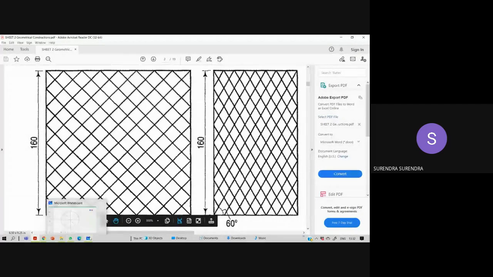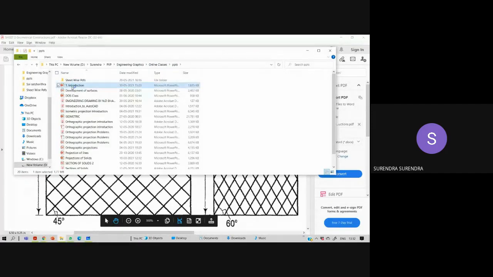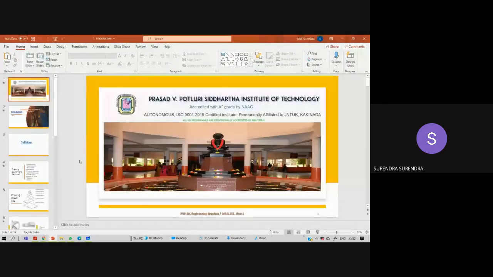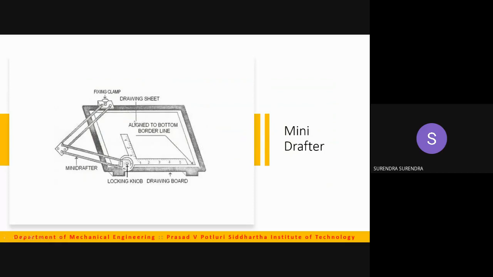So let me show how to fix the drafter. See this, how the drafter has to be fixed. So I think all of you have minimum these writing pads, is it? So on the writing pad, fix the drawing sheet with the clips on the four sides. And then fix the drafter. Drafter has two limbs, 1 and 2. So this and one fixing clamp.